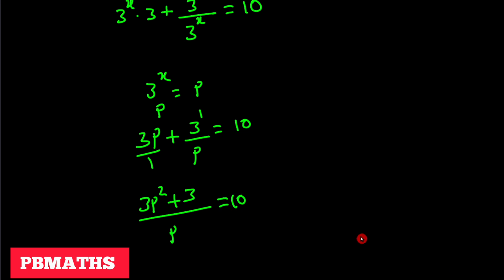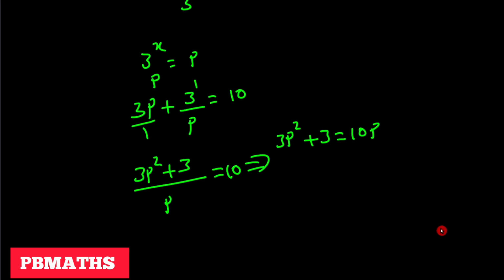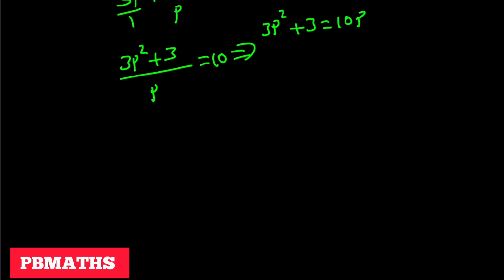Further, by simplifying this, we can write it as 3p square plus 3 equals 10p. Then further simplification gives us 3p square minus 10p plus 3 is equal to 0. Now we have a quadratic equation. Let's solve this by factorization by splitting the middle term.